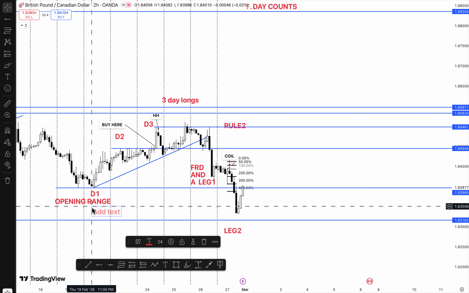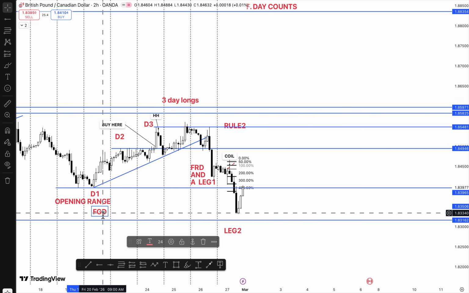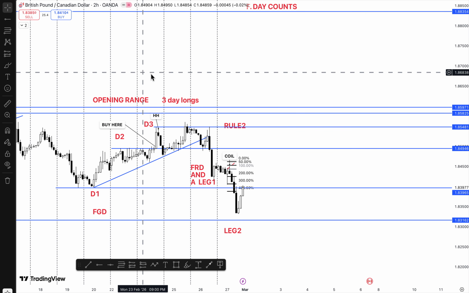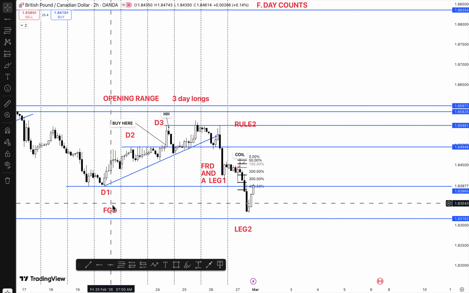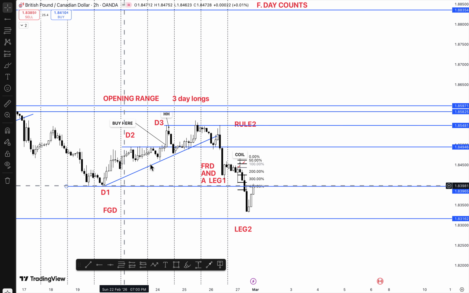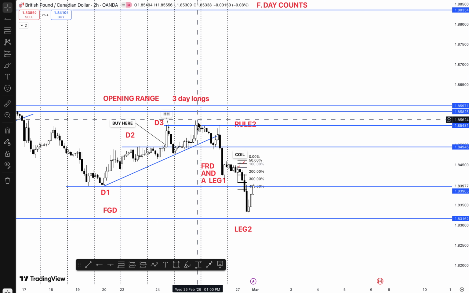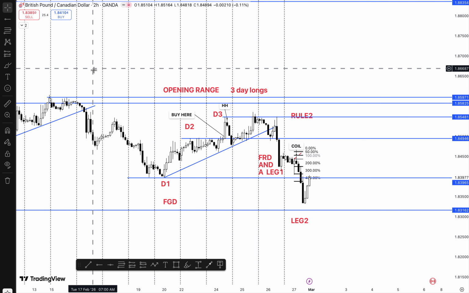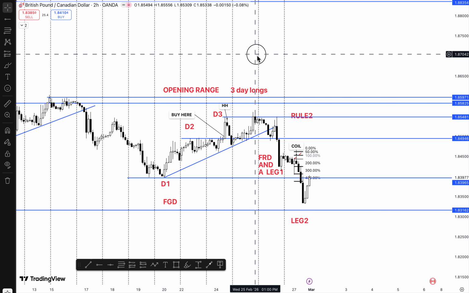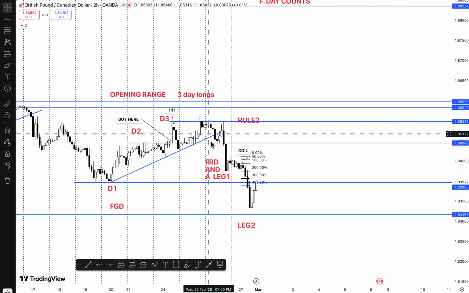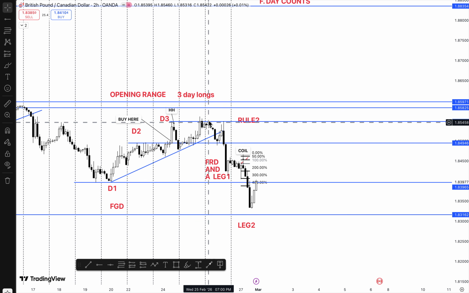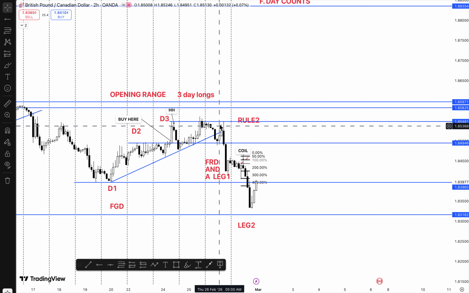Remember, we want to look for signal days, FGD. We are looking for signals. The opening range, we want to identify that. So you see, FGD will start a move to the upside. FRD starts a move to the downside. You see that from here. Also, FRD starting a move to the downside. Now we want to see the market reverse after 3 days of longs, if the setups present themselves in the sessions that we trade.